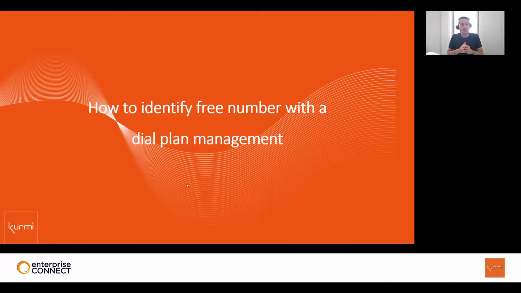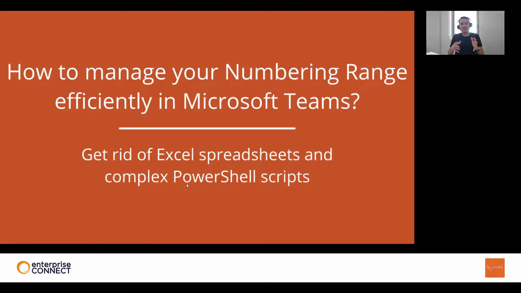Another use case that I'd like to present is number management. How to identify easily that you have a number that is available. All right, so let's have a look this time in Microsoft. But keep in mind that all the features demonstrated to you today are available for all the technologies. The change was done for Cisco here, but of course, it's available for Microsoft and Avaya. Right now, I will show you for Microsoft, but it's the same kind of features for Cisco and Avaya, etc. So how to manage your numbering plan efficiently in Microsoft Teams without complex Excel spreadsheets and complex PowerShell scripts.